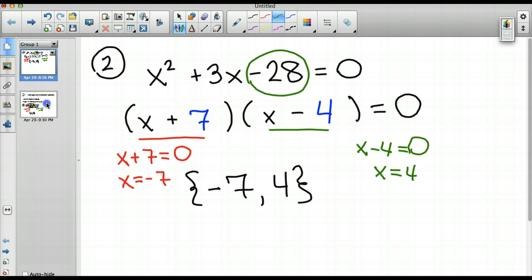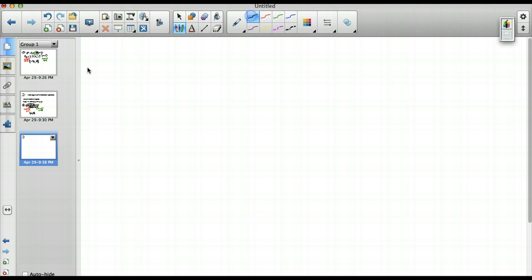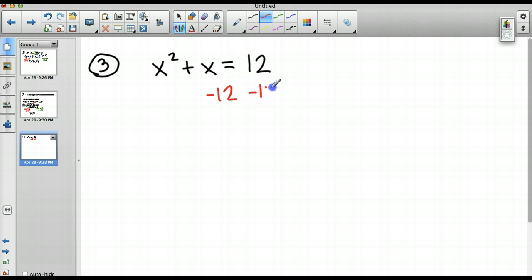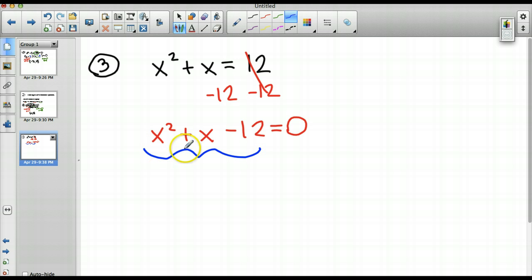Okay, let's try a third example. So for this one, I want to solve the equation x squared plus x equals 12. Well, just like with the quadratic formula, we want to get everything on one side before we start anything, so get it in standard form. So I'm going to subtract 12 from both sides. And that's going to give me the equation x squared plus x minus 12 equals 0.